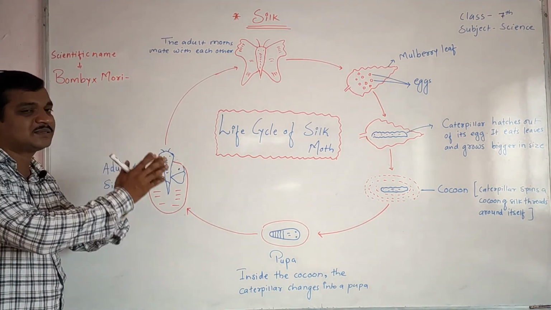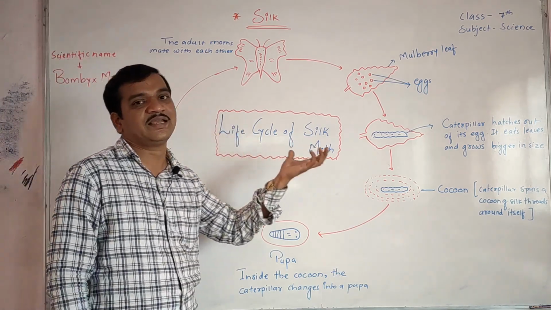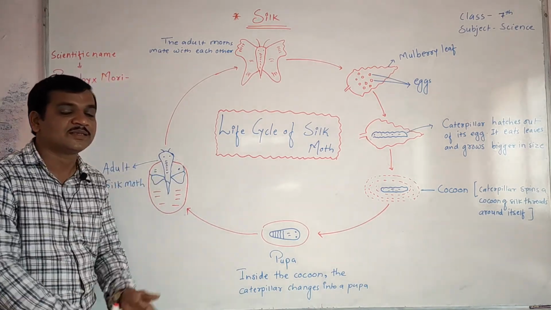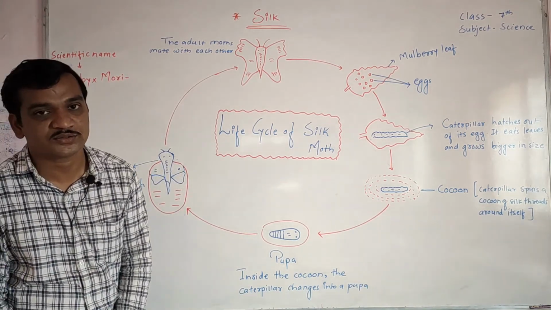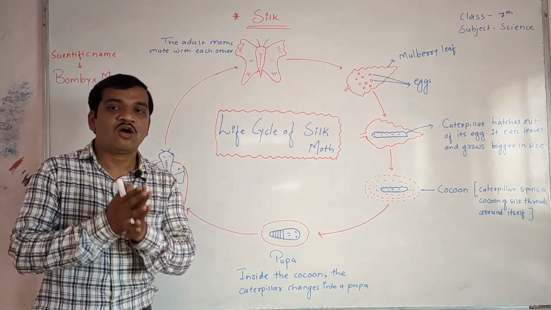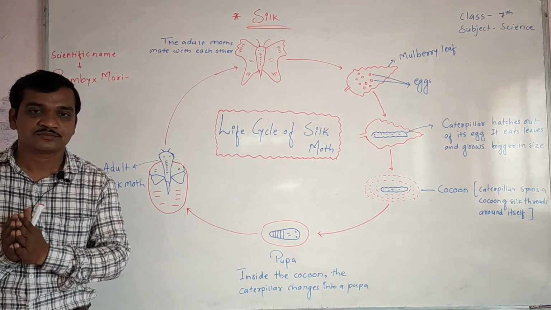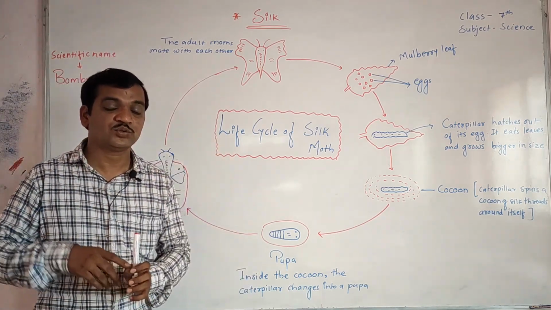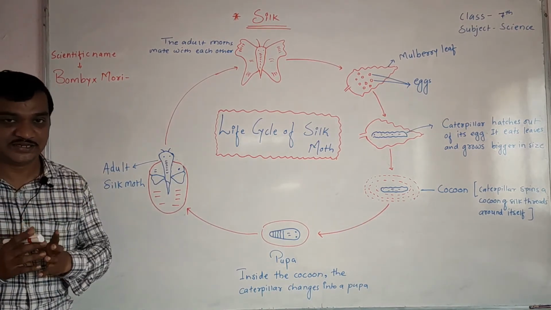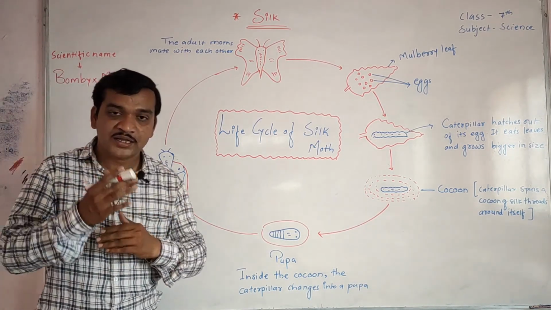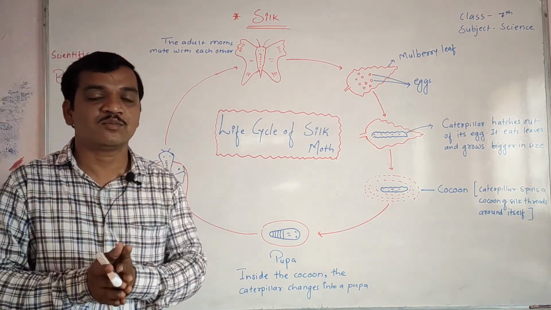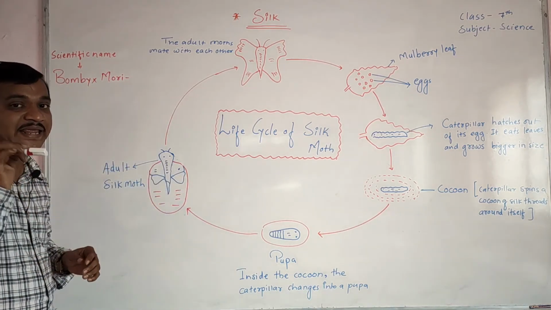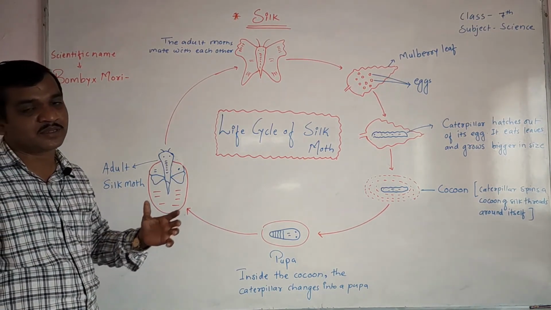Now we will see the life cycle of the silk moth. The rearing or growing of silk moth to obtain the silk is called the sericulture process. Okay, students, understood?